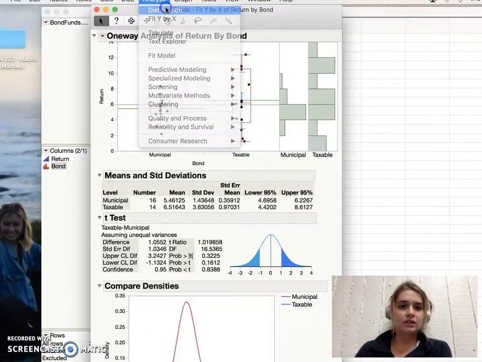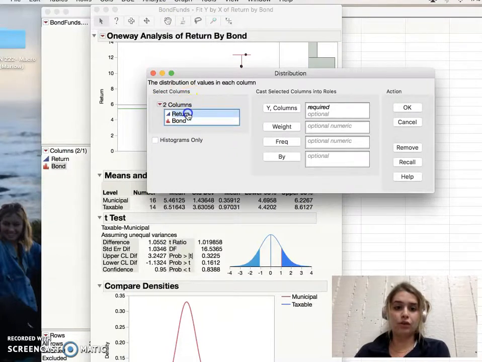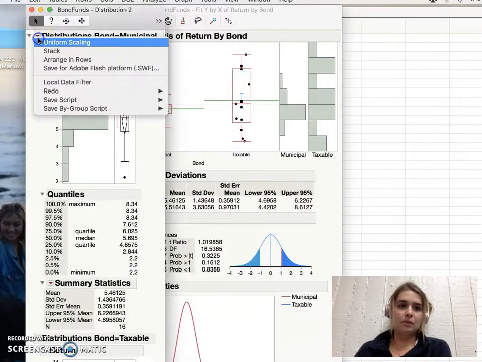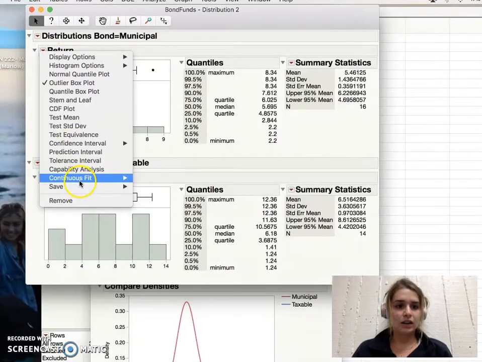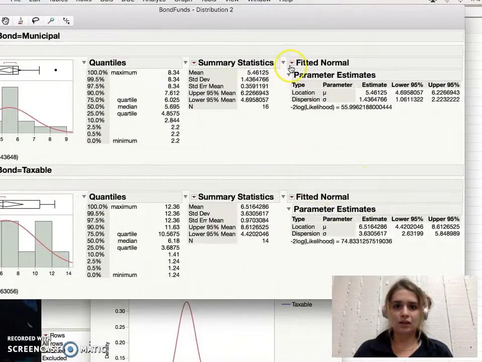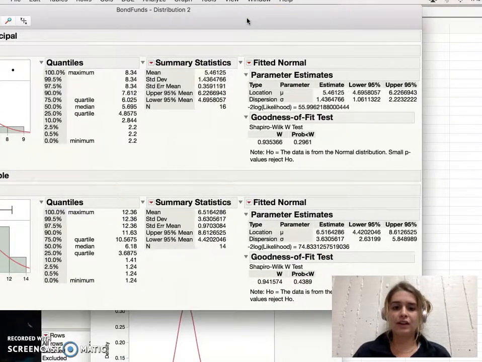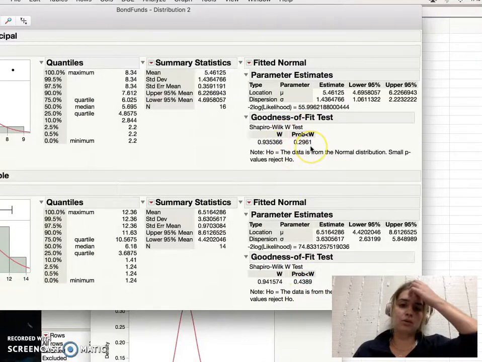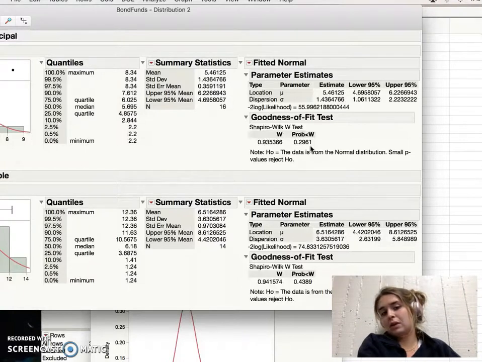So we're going to go Analyze, Distribution. For the normality test, we're going to do return for Y, bond for Y. And to make this data more clear, we're going to click stack. Then I'm going to hold down Command while I do this to find the goodness of fit for the normality test, because it'll pop up for both of these right here. So for the normality test, we see these are the p-values right here. We see they are both greater than the significance level of 0.05, which means we are going to assume that the models are normal.